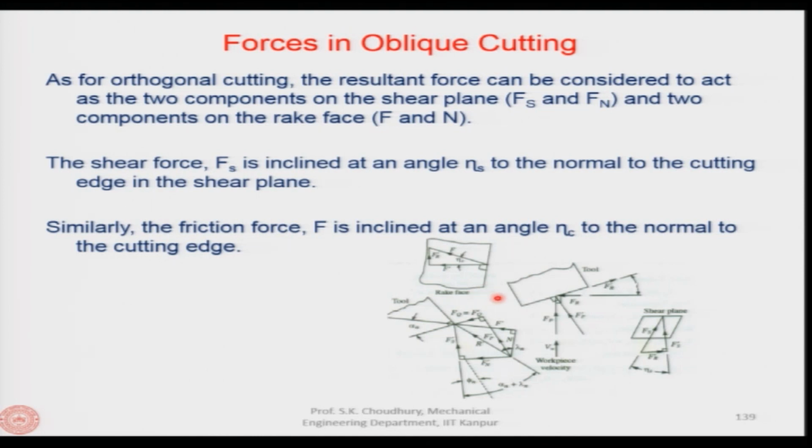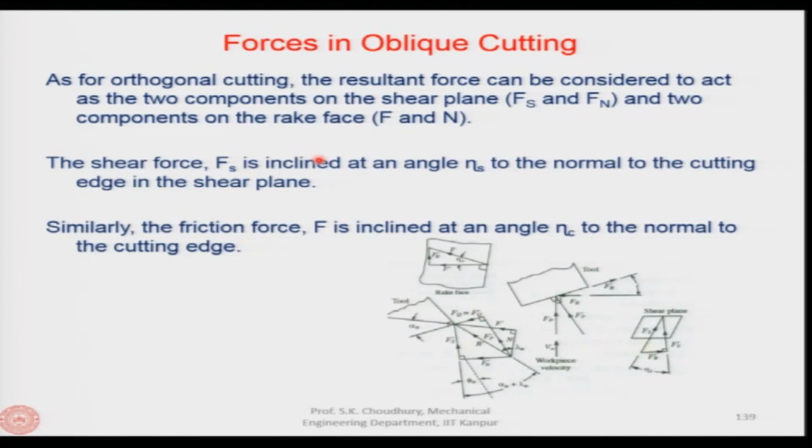We need to refer to this diagram, which I have repeated on each of the slides. Now, as for orthogonal cutting, the resultant force can be considered to act as 2 components on the shear plane: Fs, along the shear plane, and Fn, perpendicular to the shear plane, and 2 components on the rake face, F and N. F is parallel to the rake face and N is perpendicular to the rake face. This is like what we did in orthogonal cutting when we discussed the Merchant circle diagram.